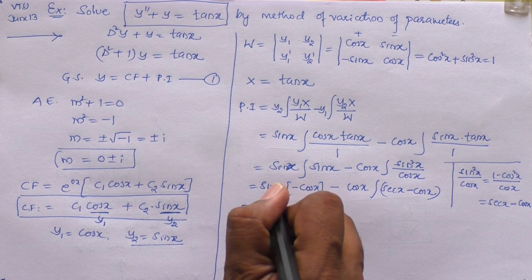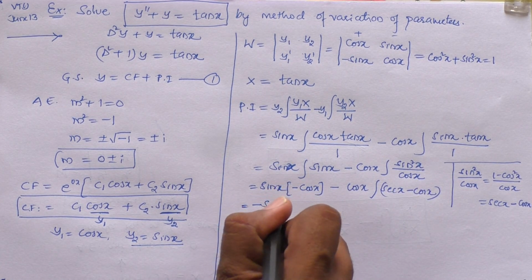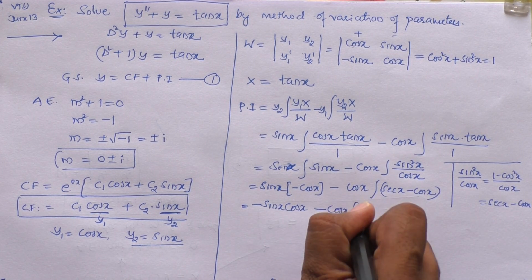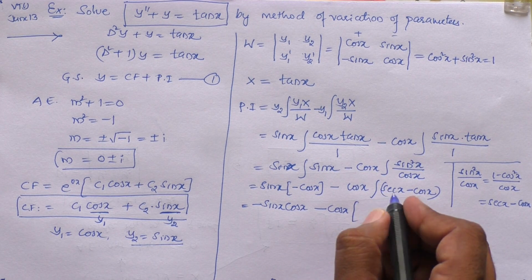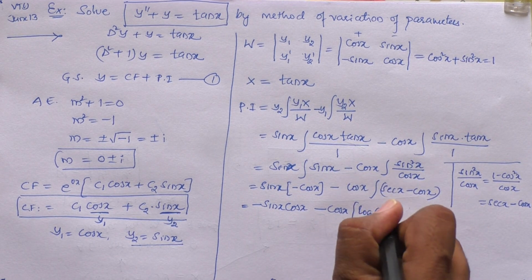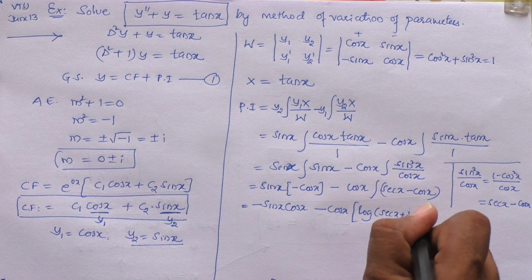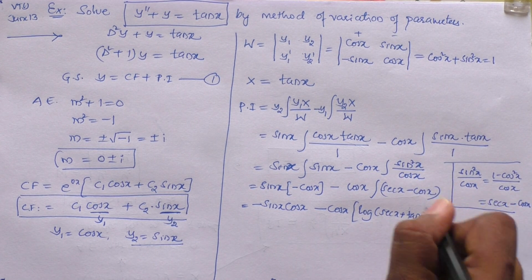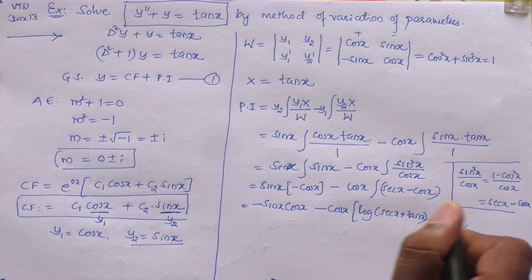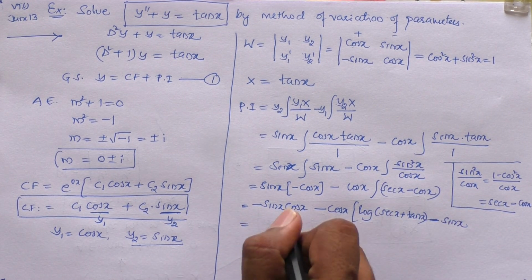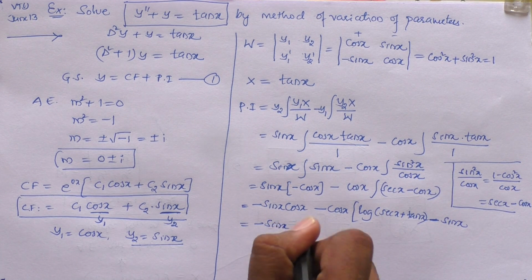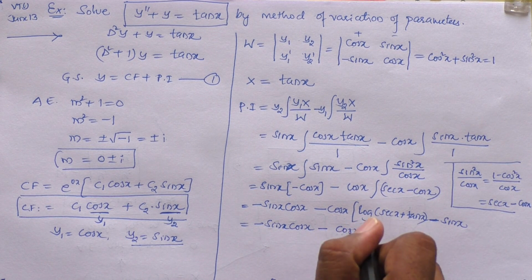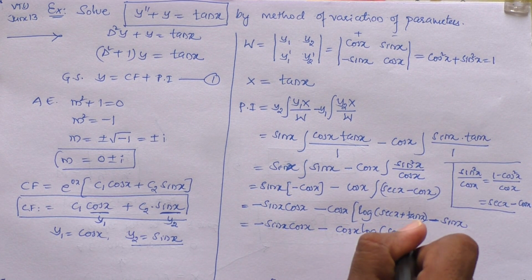So now this is sin x into minus cos x, minus sin x cos x, minus cos x into integration of sec x minus cos x. Integration of sec x is log of sec x plus tan x, minus integration of cos is sin x. Now let us simplify. First one, minus sin x into cos x, then minus cos x into log of sec x plus tan x.